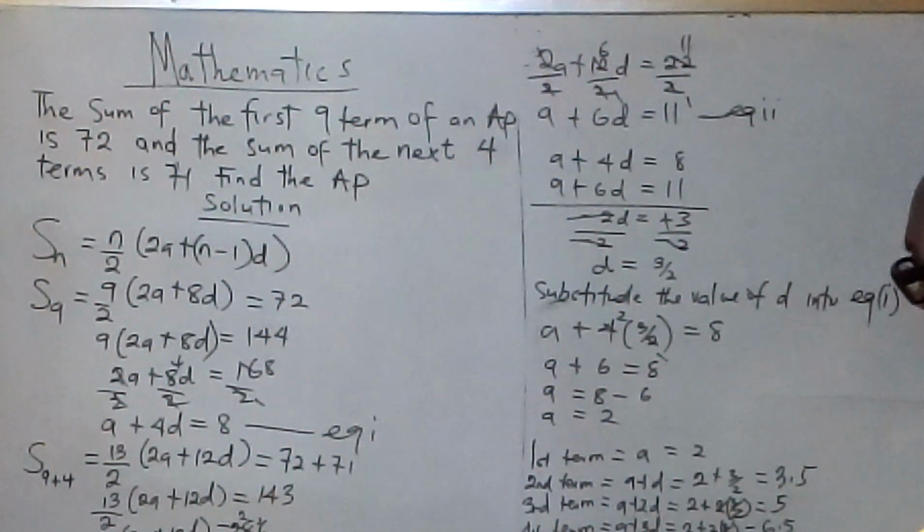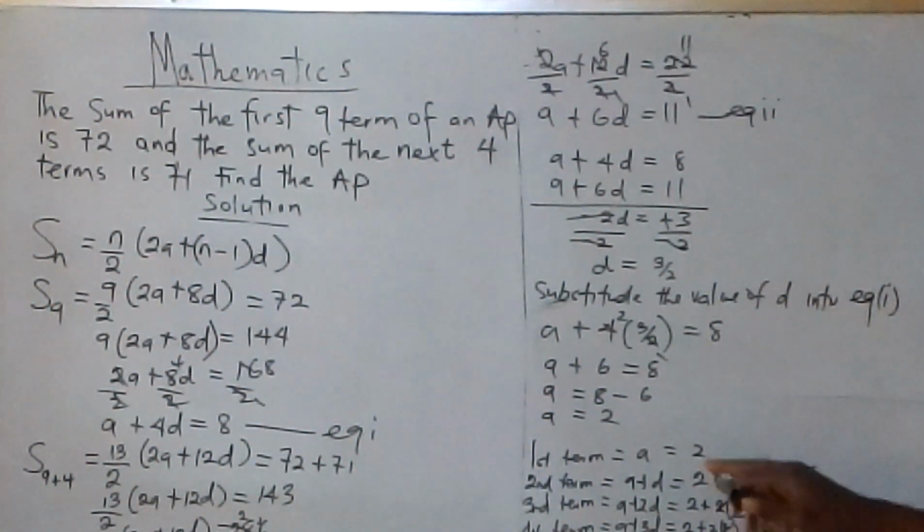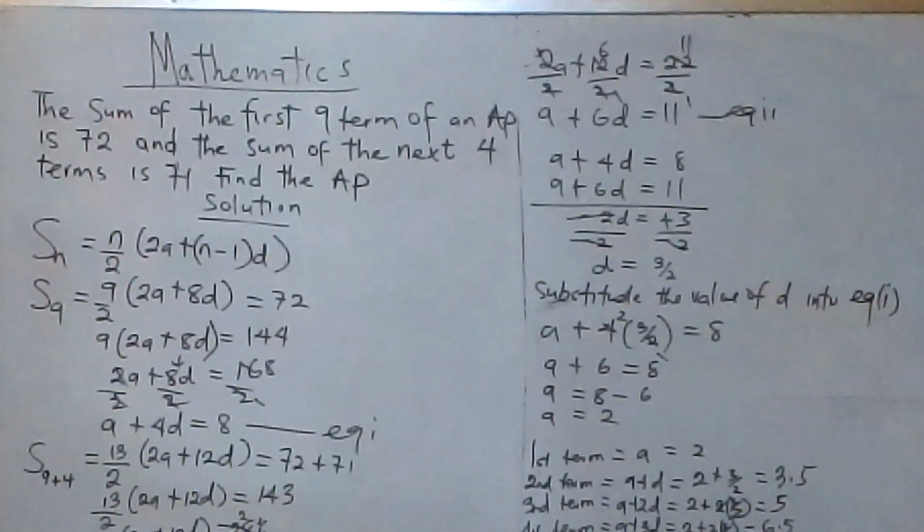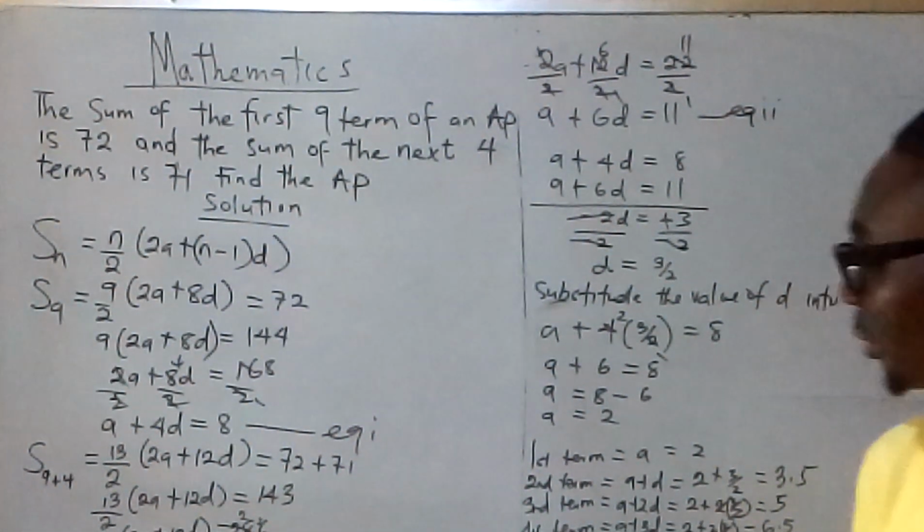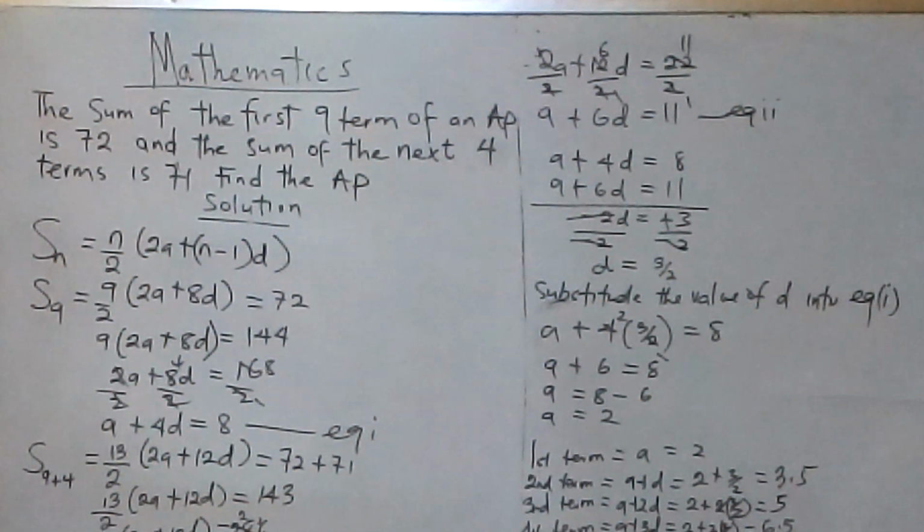So the AP, the arithmetic progression, is equal to 2, 3.5, 5, 6.5, 8. If I add 1.5, because the common difference is 1.5, I have 9.5, etc. So these are the AP.